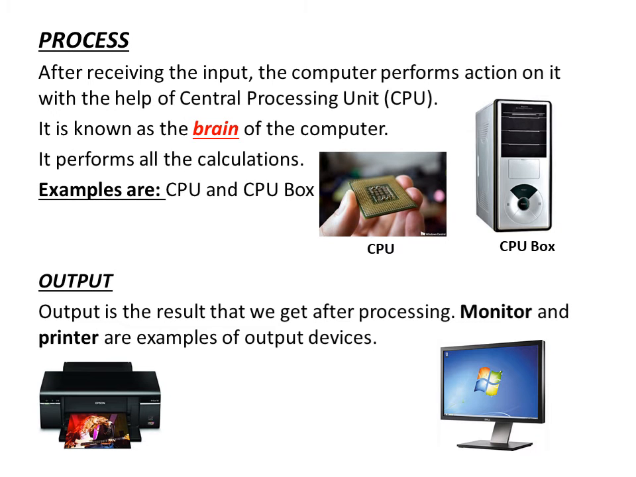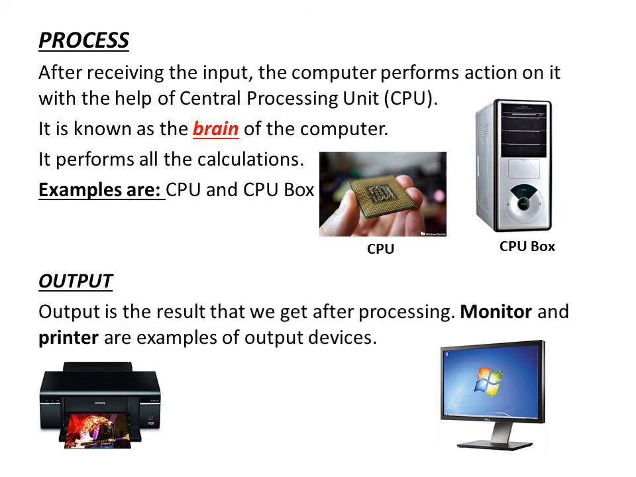Next is process. After receiving the input, the computer performs action on it with the help of central processing unit. Central processing unit is called CPU. And what is CPU? I have already told you in the previous chapter also. It is known as the brain of the computer. It performs all the calculations. You see here the picture, CPU, which is the brain of a computer, and this is a CPU box.